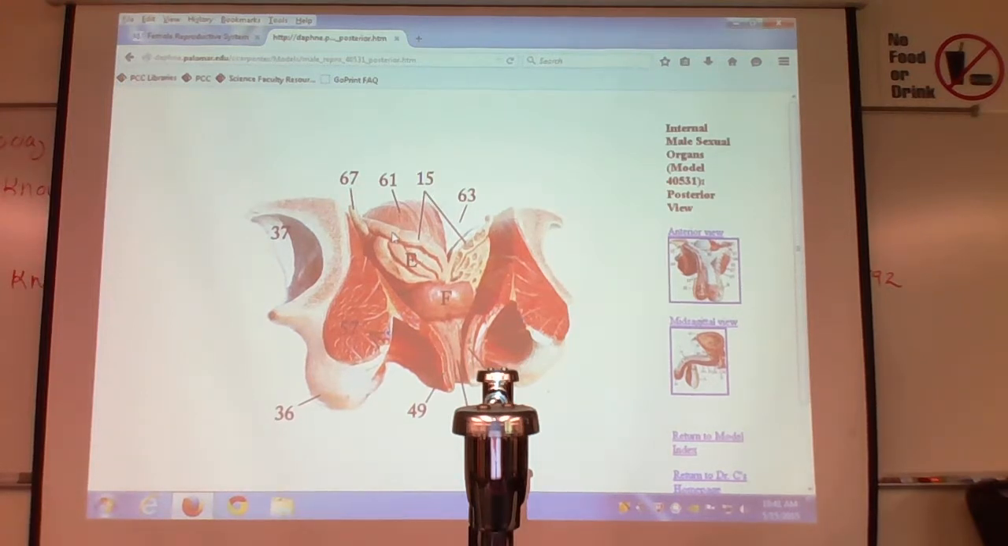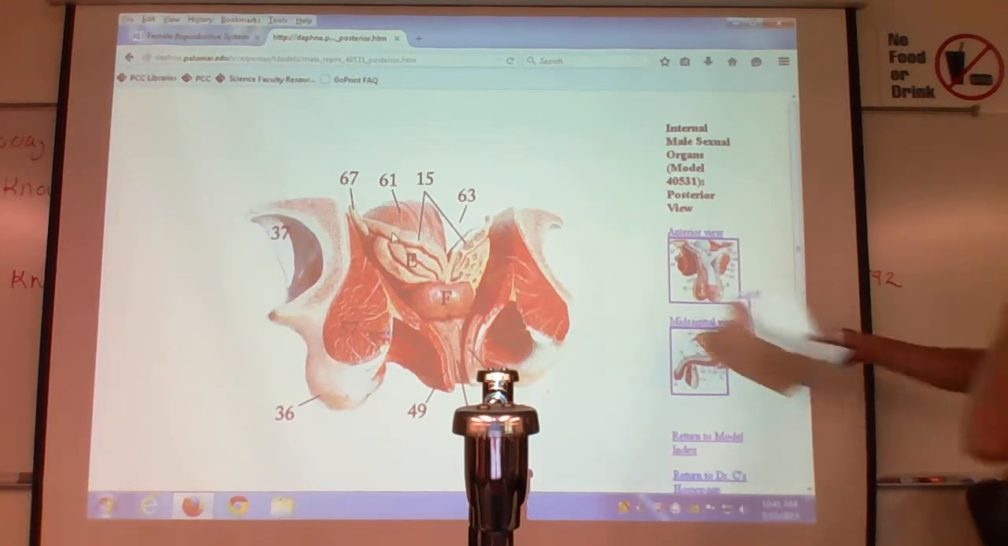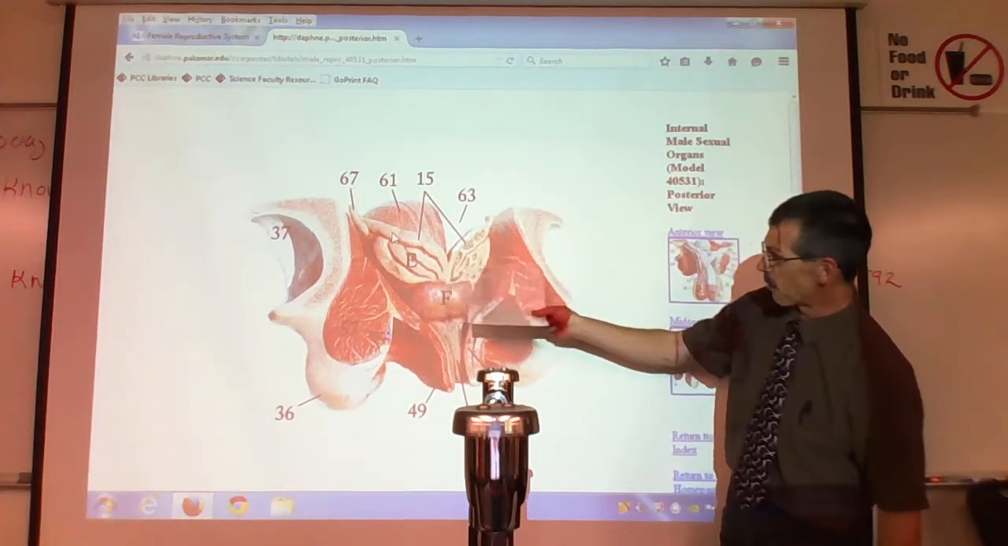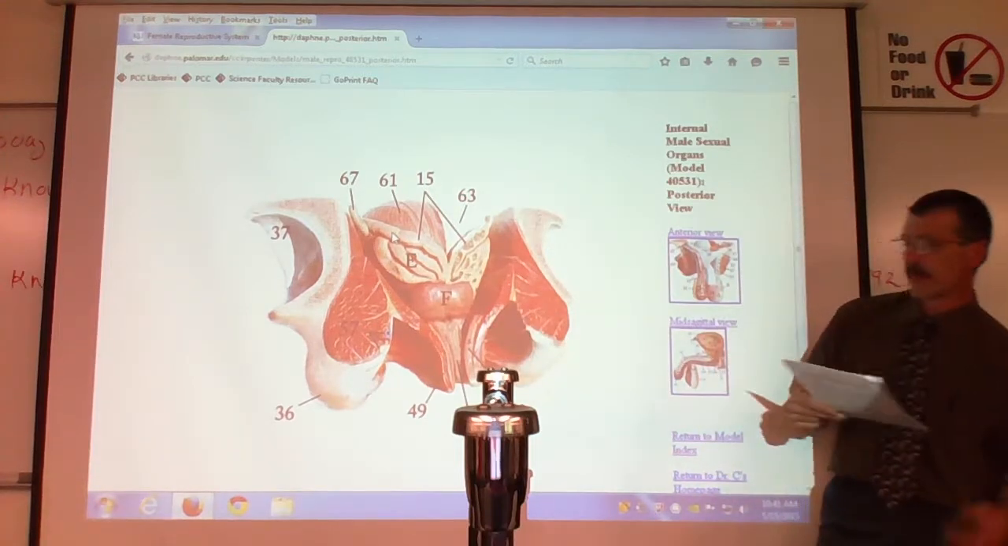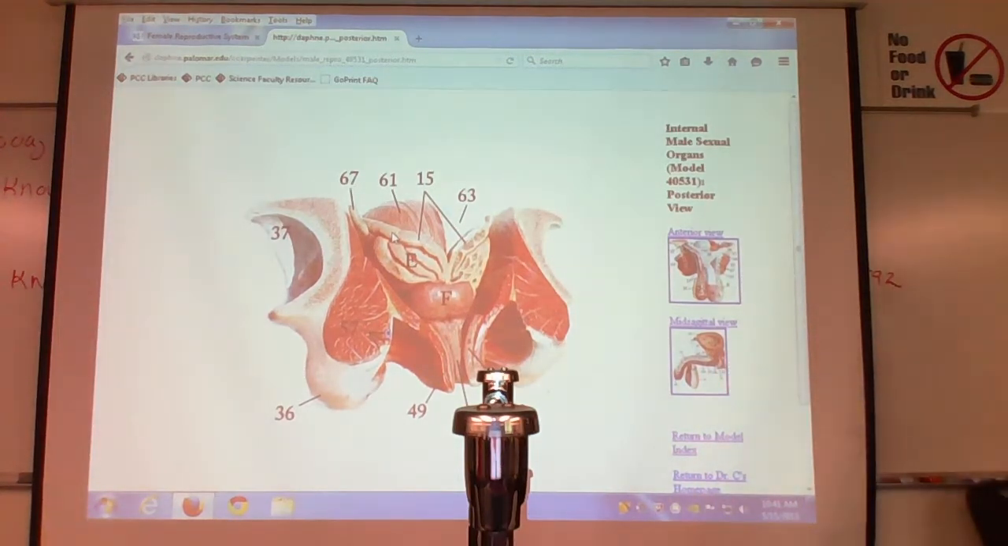Why is it bigger? Because it just is. Number 4 is where it gets bigger before the seminal vesicle, which is the letter E. That's the seminal vesicle, right above the prostate. The prostate is F. So the ampulla is where it starts to get bigger, before the seminal vesicle.